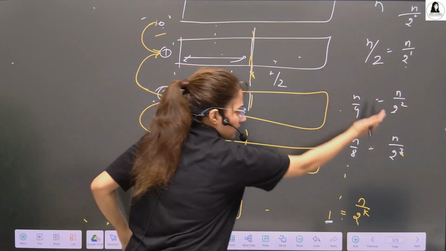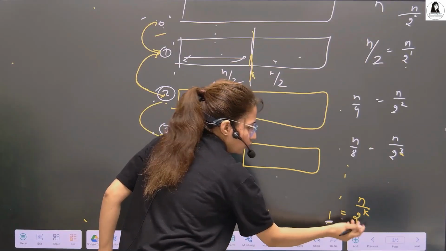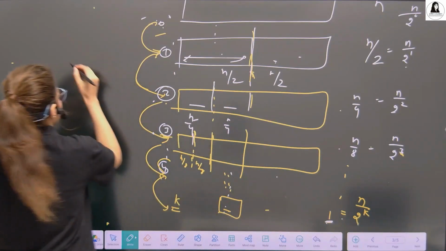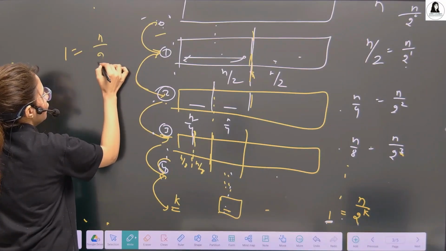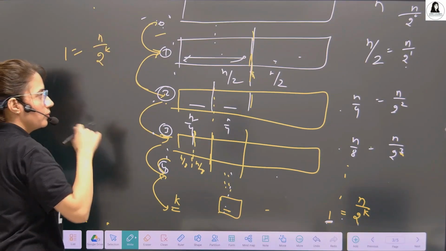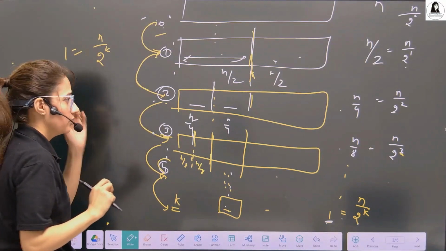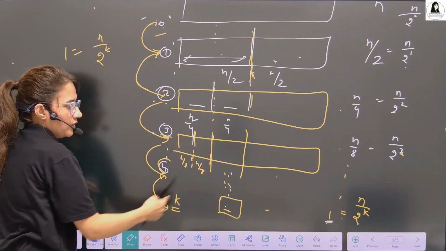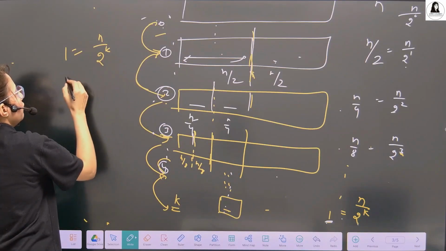So can I write, with the same pattern, 1 is equal to n divided by 2 raised to power k? Simple. It's a little bit of mathematics. It's not that tough. If you are not getting this, you just watch this video again a little bit. If you go through this pattern, then you will easily get why I'm writing 1 is equal to n divided by 2 raised to k. Now, how to solve this?